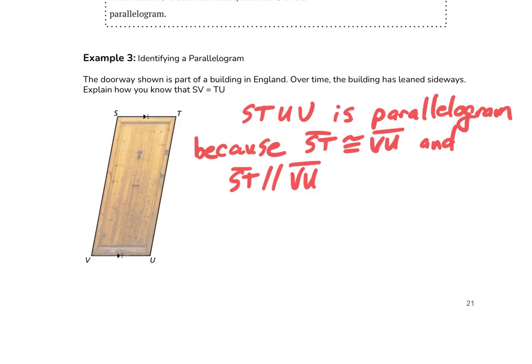The fact that this is a parallelogram then, what do we know about the other pair of sides? They're congruent. So SV is congruent to TU. We could also say SV is parallel to TU, but it's not asking me that. It just wants to know how are they equal? Why are they equal? How do we know they're equal? Because we know it's a parallelogram, we know opposite sides are congruent.